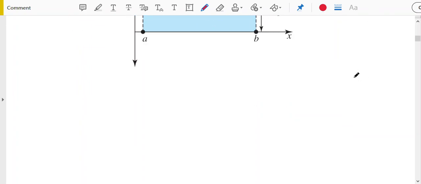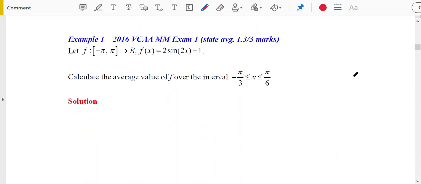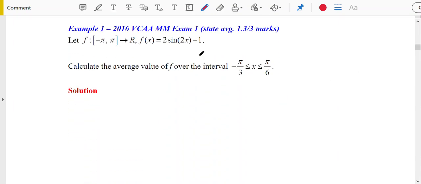So let's look at how we can use this. Let's look at some exam questions. So in 2016, this was a tech-free exam question with 3 marks. We were given the function f of x equals 2 sine 2x take away 1. And the function f is defined for minus pi to pi. But the question says calculate the average value of the function f over this interval here. So not the domain. Ignore the domain. We just need to find the average value between minus pi over 3 and pi over 6.